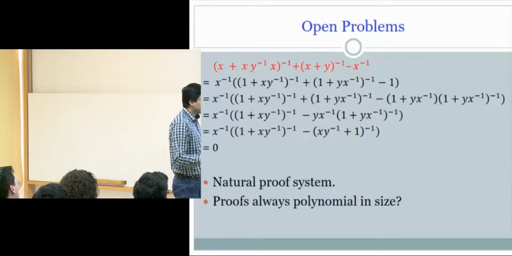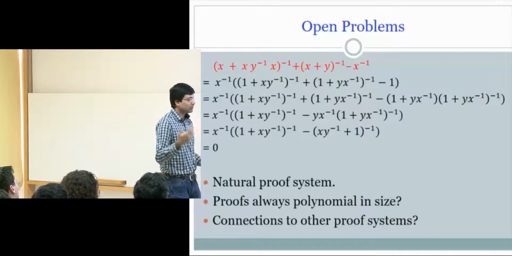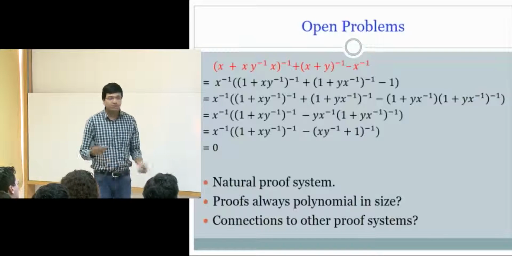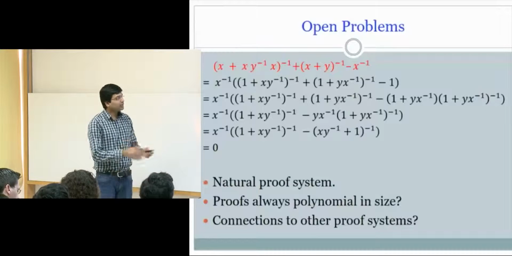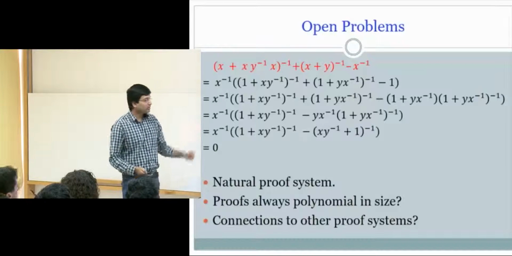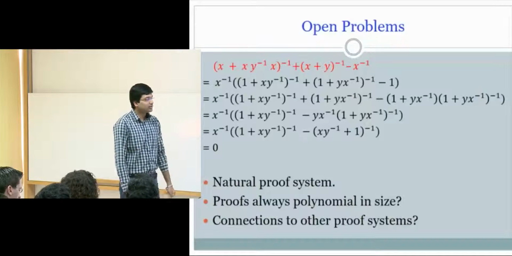There are obvious questions. Are the proofs always polynomial in size? Are there connections to other proof systems, to what Pavel mentioned and Guido mentioned? So it's a very interesting problem. I haven't really thought very long about it, but I think it's very interesting whether the proofs are always polynomial in size or not.